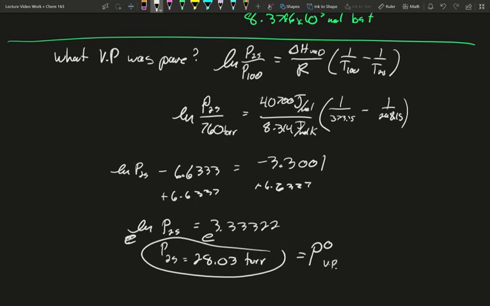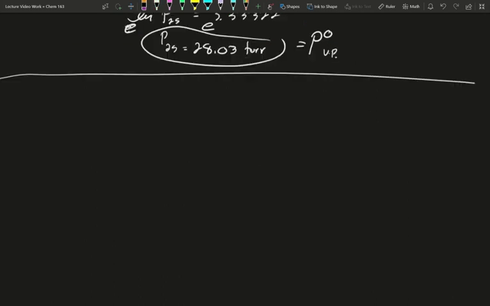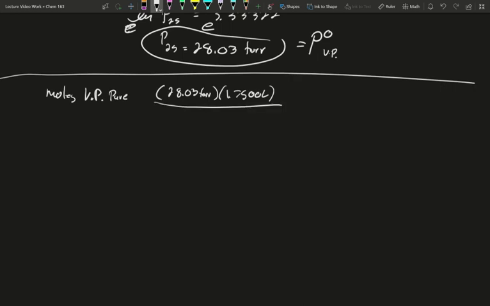So using our Clausius-Clapeyron equation, we're able to determine what our pure vapor pressure should have been. Well, I know the pressure that should have come from water. So prior to adding the lactic acid, I can actually figure out how much water vapor there was. So we find the moles of vapor pressure from water when it was pure. That's just going to be the pressure from the water, 28.03 torr, times that volume it was in, 1.75. So before we added the lactic acid, a small bit of the 760 torr was from water.